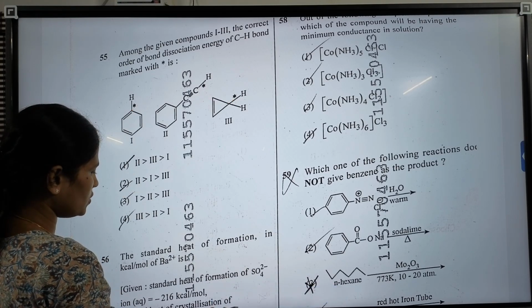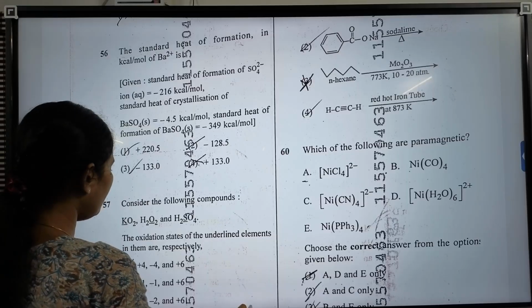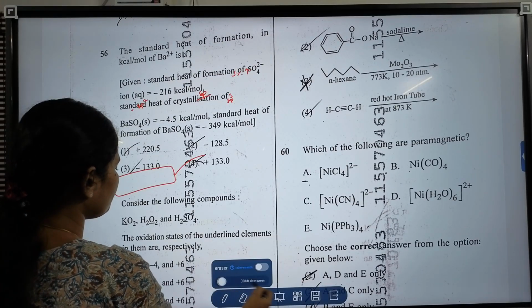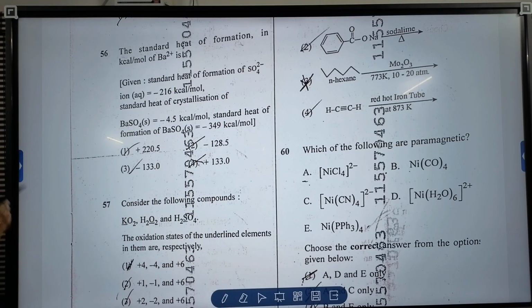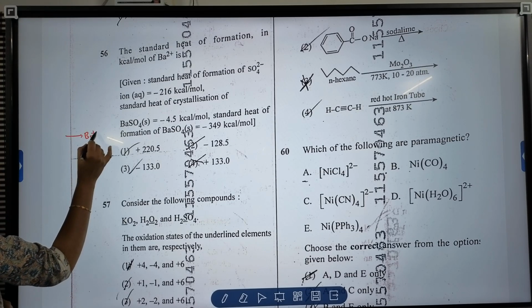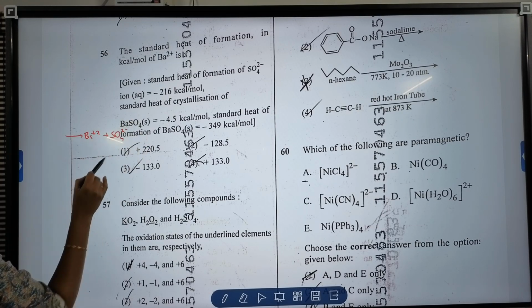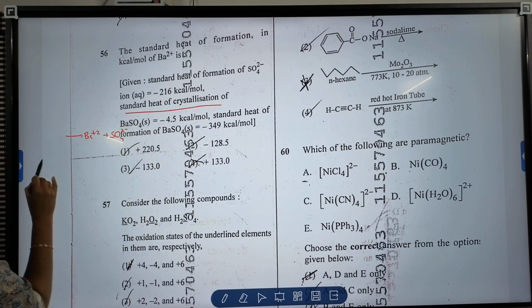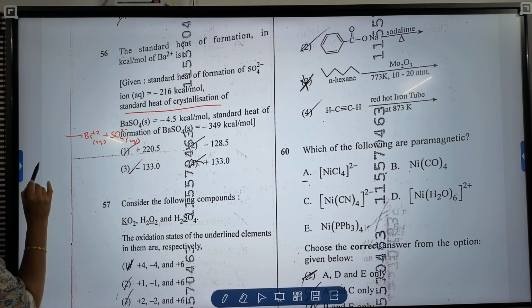No more confusion. Next, the statements: the standard heat of formation is given. Formation of SO4 ion is given. We have to find it for Ba plus 2. SO4 is already given, right? And what is the other thing given? The heat of crystallization. Crystallization, in the sense, it will be like Ba plus 2 aqueous.